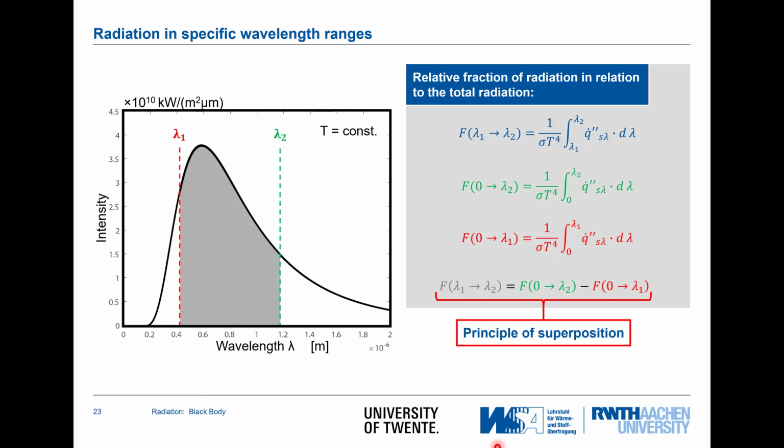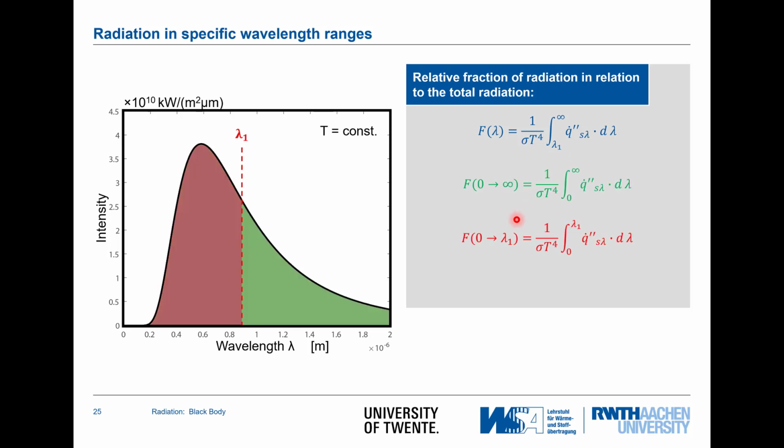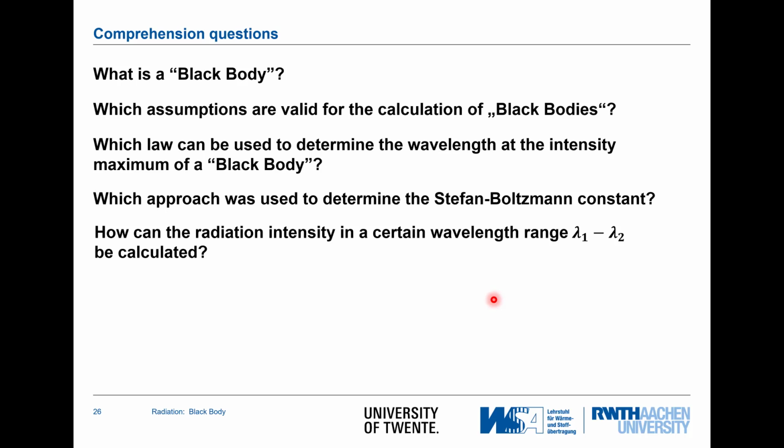Just go back to the laser pointer. The same holds also if I have just one lower boundary wavelength and it goes to infinity, so the integral, excuse me, doesn't start at 0 but at lambda 1. Same approach: I calculate the total, I subtract the red portion of that, and I get the radiation from a certain wavelength to infinity. And that concludes my lecture today.